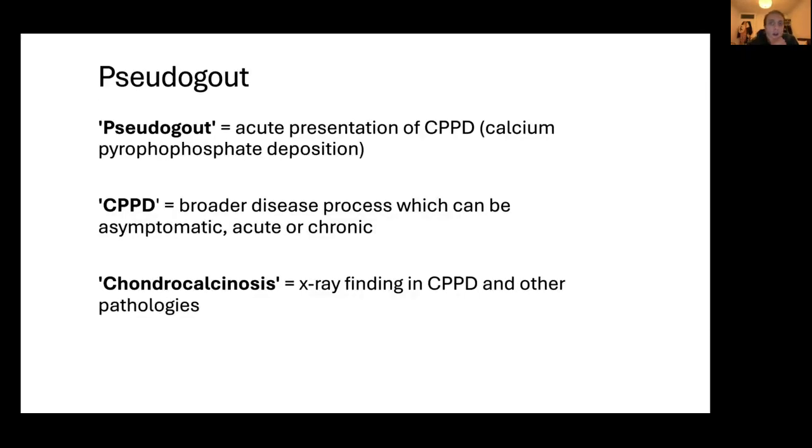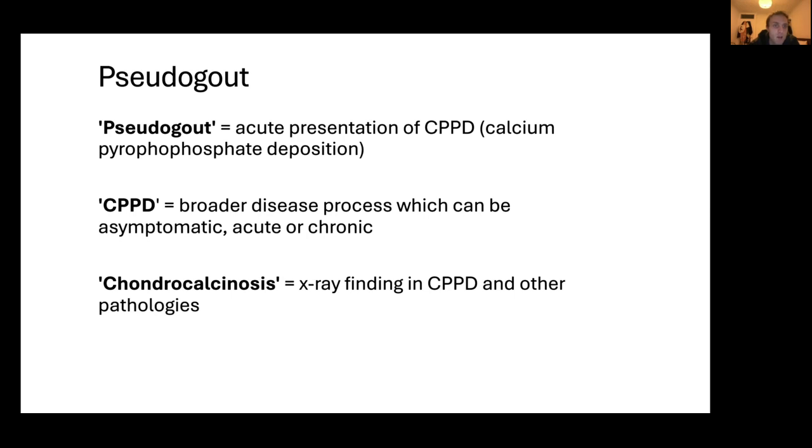Now we'll move on to pseudo gout. So often, if gout comes up in a multiple choice exam, pseudo gout will be one of the other differentials or one of the other options. So pseudo gout, we'll just demystify some of the terminology. It's actually the acute presentation of the underlying disease, which is CPPD.